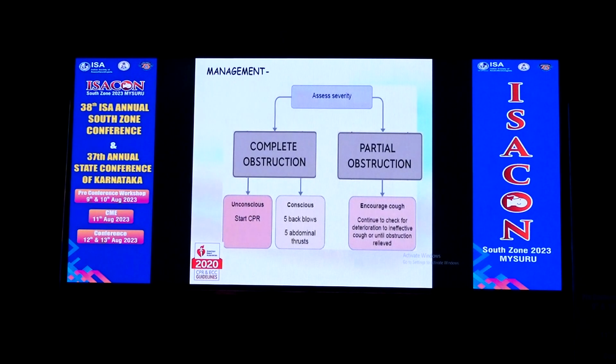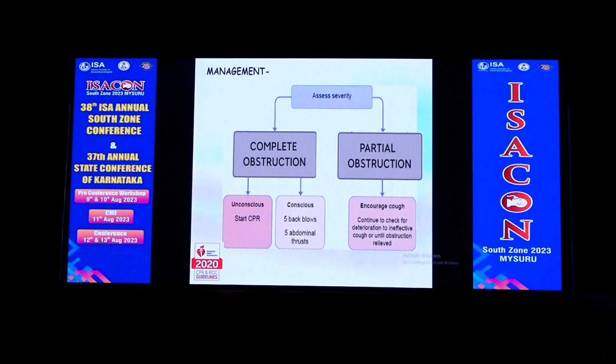Coming to the management, first is to assess the severity of the situation. If there is a partial obstruction, that is, if the child is choking, the child has stridor and coughing, then cough is the best reflex to expel the foreign body out. Reassure the child and encourage cough, and at the same time check for worsening of symptoms of complete obstruction and try to shift the child to a medical facility as soon as possible.